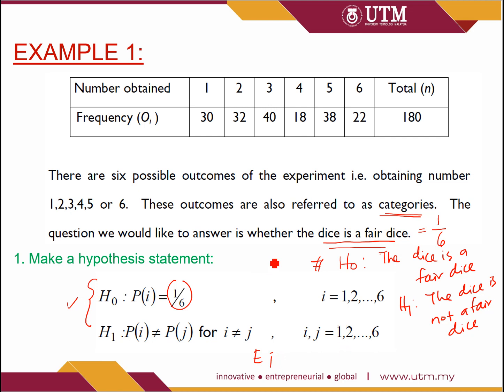And don't forget to find the total number of your frequency. So your n is the total number of your observed frequency, not the total number of the categories. So you just have to plus 30, plus 32, plus 40, plus 18, plus 38 and 22 to get the value of 180.